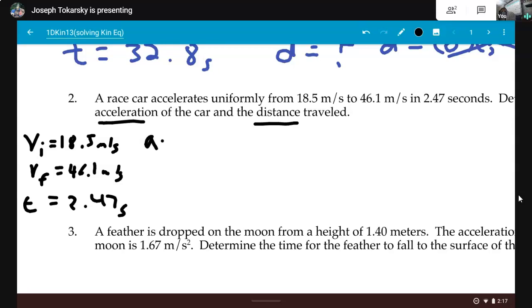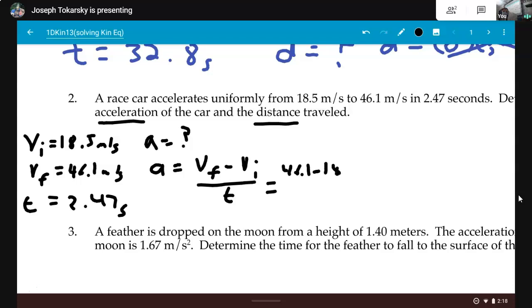The first thing we want to find out is what is A, so we need the right equation, and that has VI, VF, T, and A. If we go back to this sheet, the only equation that has just those four variables is equation 1, right? But equation 1, the top equation, isn't solved for A, it's solved for VF, isn't it? All we got to do, once we know the equation, is go down the column and find the one solved for A. And that would lead me to A equals VF minus VI over T. Plug in those numbers, and that's going to be 46.1 minus 18.5 divided by 2.47.